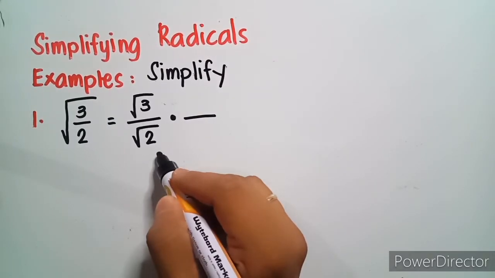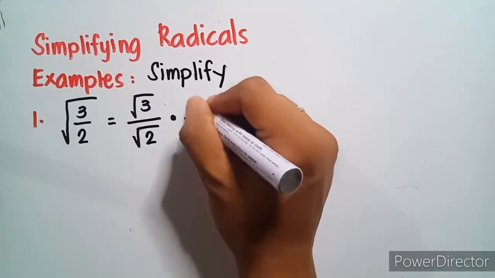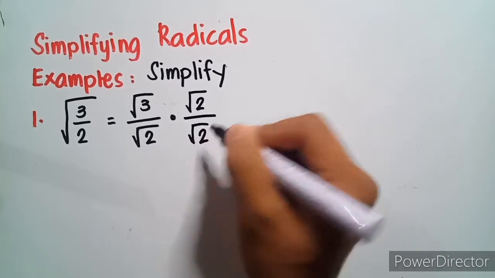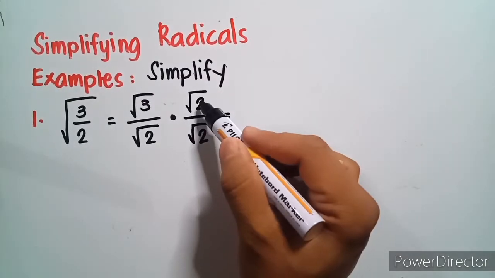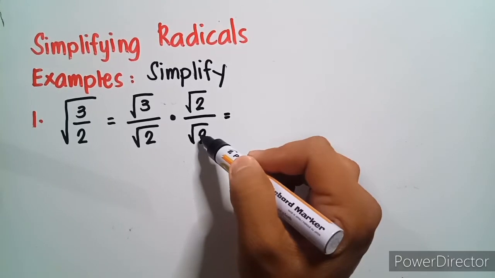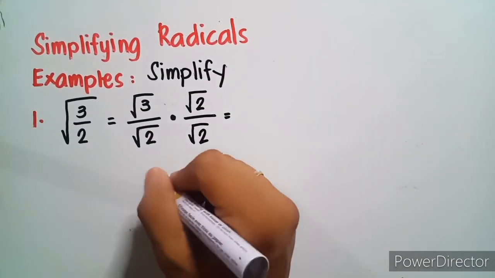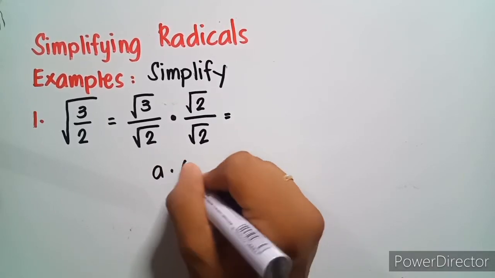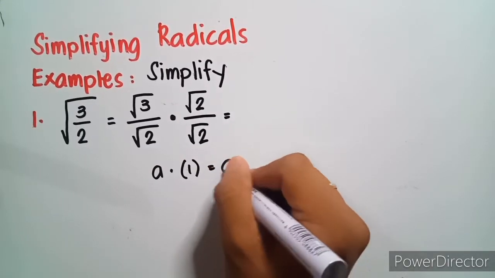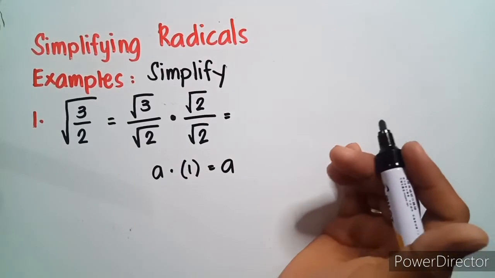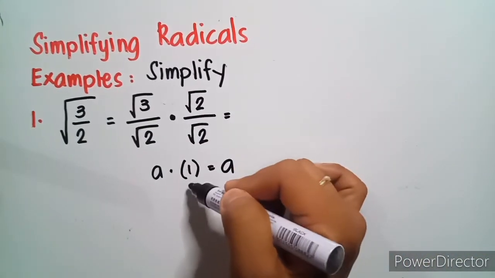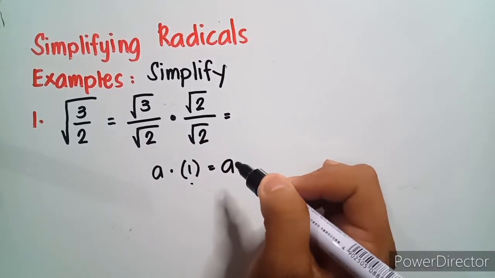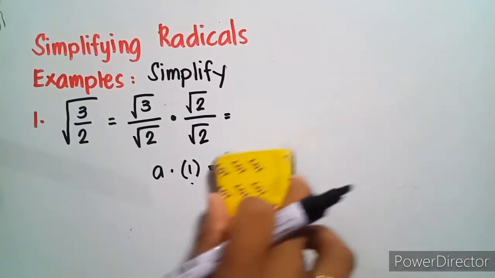So, kung square root of 2 ang denominator, if we are going to multiply this by square root of 2 over square root of 2, kung mapapansin nyo, square root of 2 divided by square root of 2 is 1. So, may multiplication property tayo na any number multiplied by 1 is still the same number. So, parang wala rin tayong ginawa, kasi we just multiply 1 to square root of 3 over square root of 2. So, this is what you call the process of rationalization.